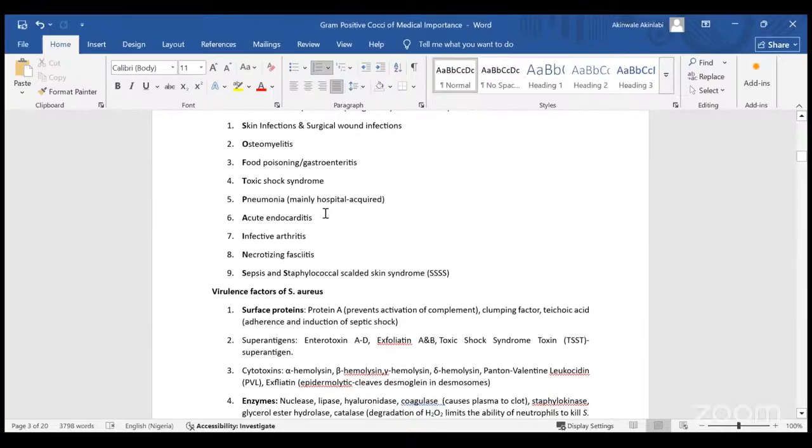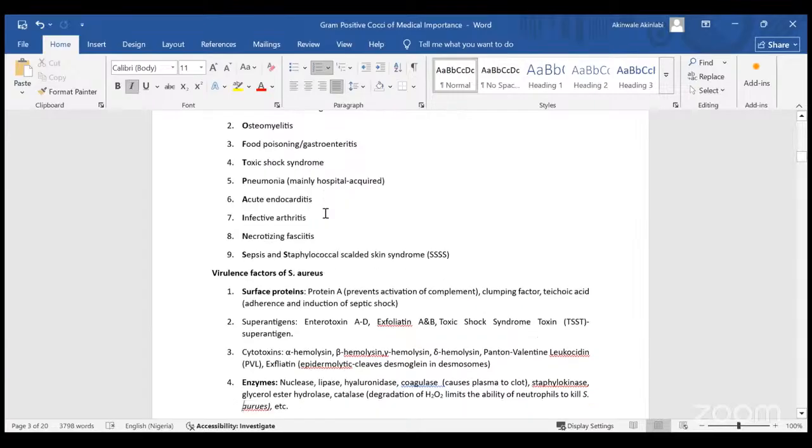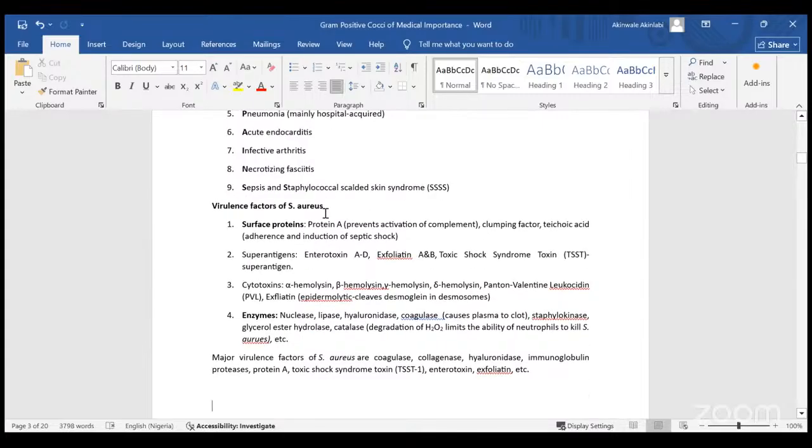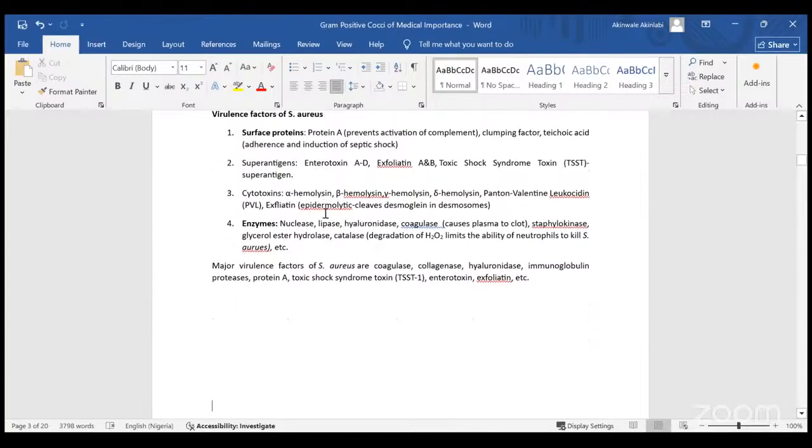Then what are the virulence factors? What are the things that make it establish itself and cause disease? We have the surface proteins, we have superantigens, we have cytotoxins, we have enzymes such as nuclease, lipase. Then the major virulence factors are the coagulase, the collagenase, the hemoglobin protease, protein A, toxic shock syndrome toxins, enterotoxin, exfoliative toxin, etc. These are the major virulence factors.